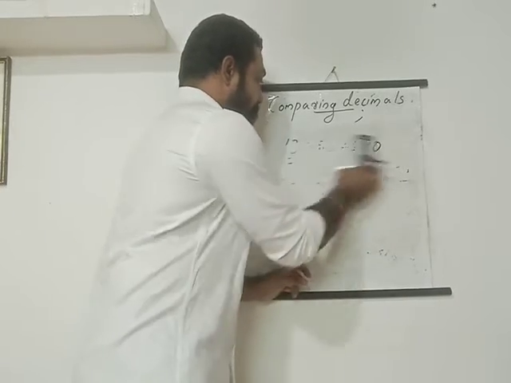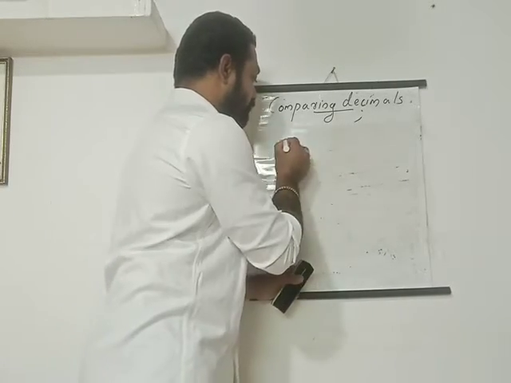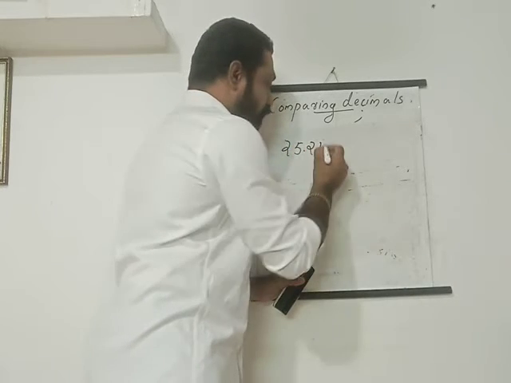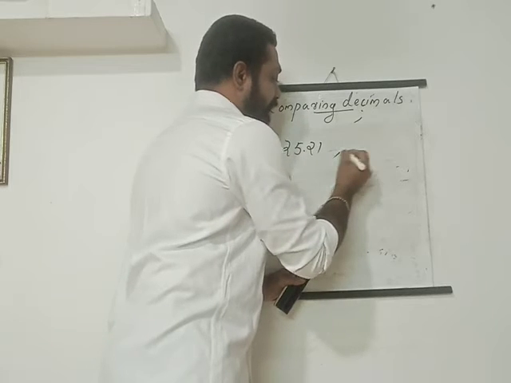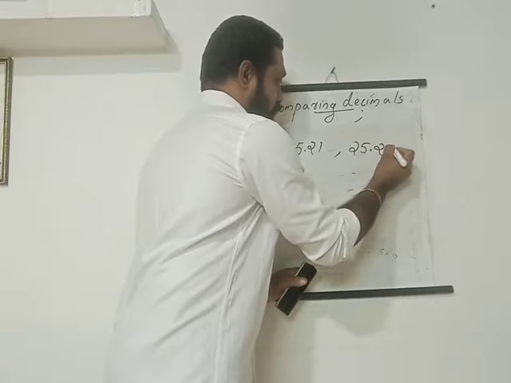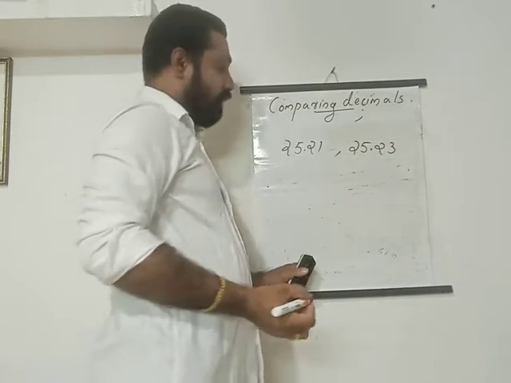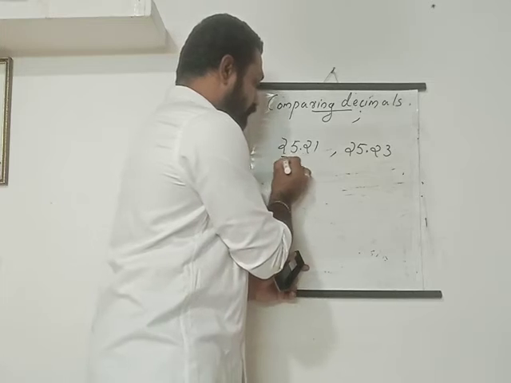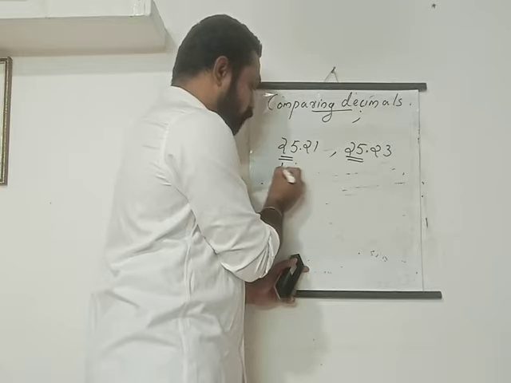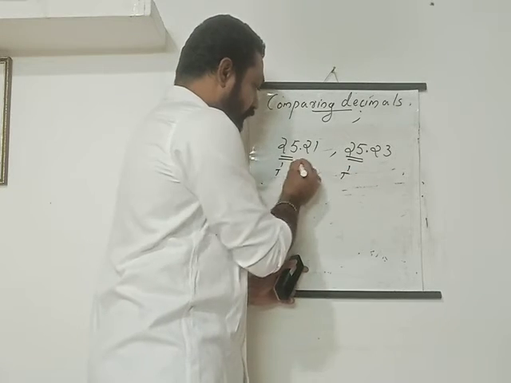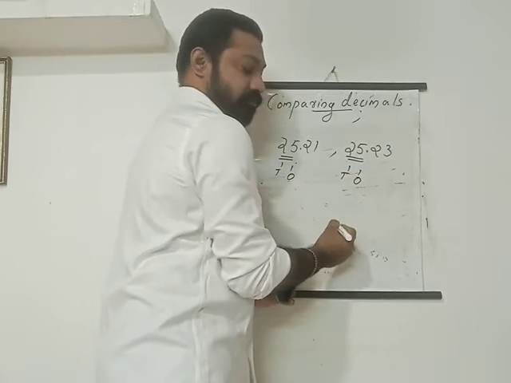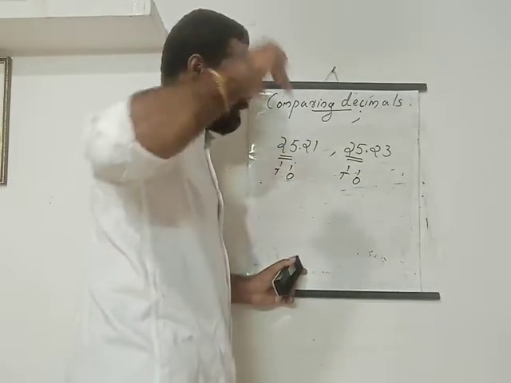Next one. This is the different one. Okay, 25.21 and 25.23. Here you can see that the number of digits in the whole number part is the same. In the tens place it is 2, here also 2. Ones place it is 5, here also 5. Then we have to go to the next place.